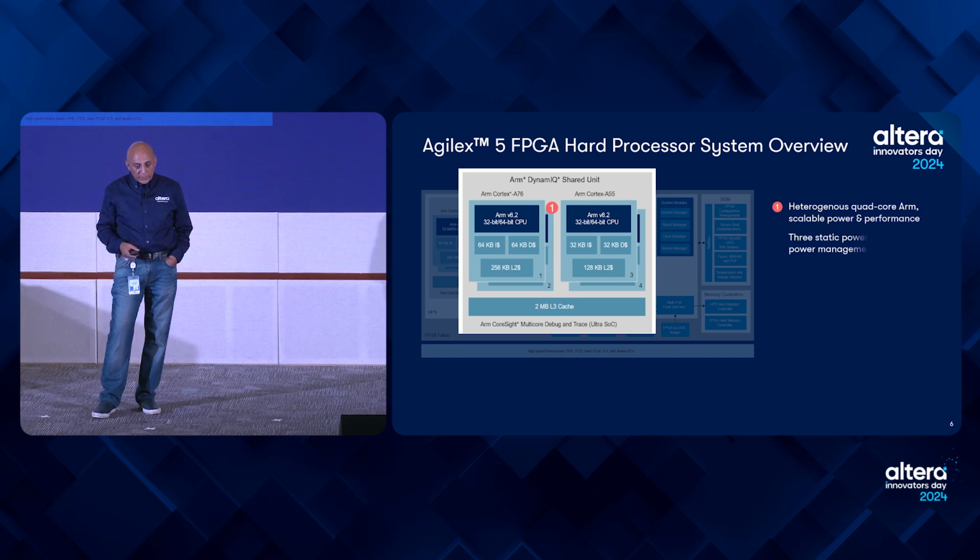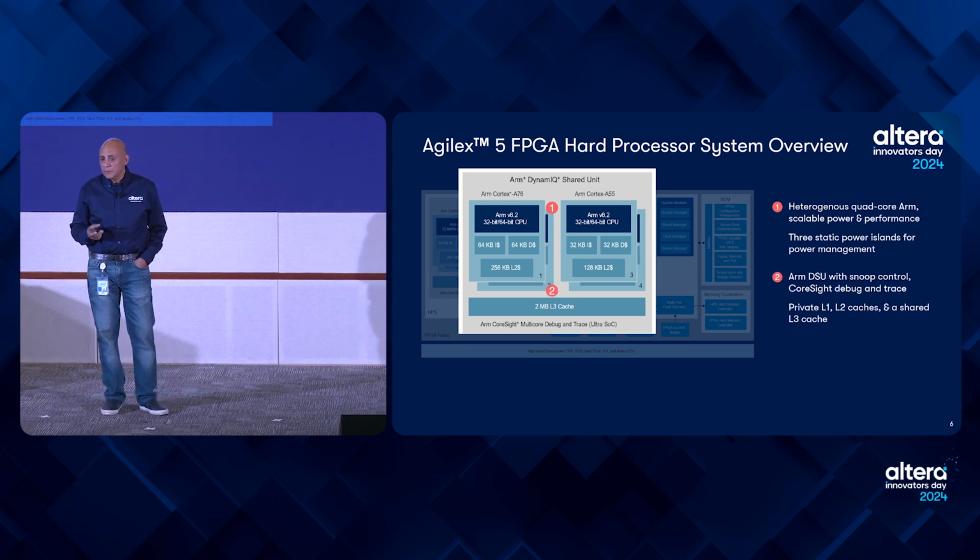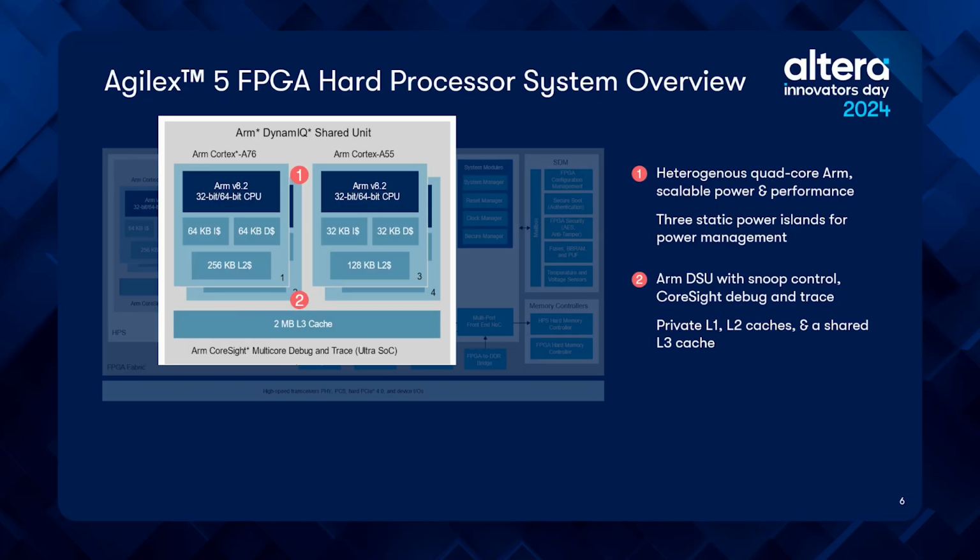So I'll talk in a little more detail about the processor cores themselves. It's a heterogeneous mix. It's big.LITTLE, as ARM calls it. So we have a quad-core setup: a dual-core ARM A76 and a dual-core A55.